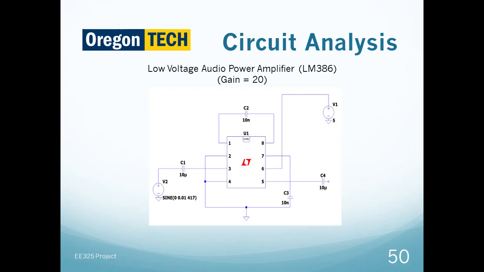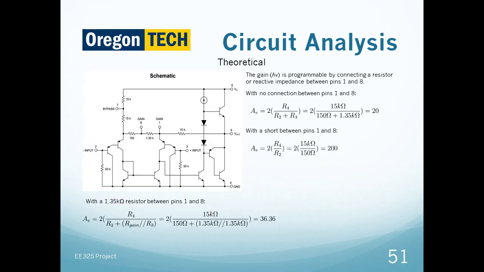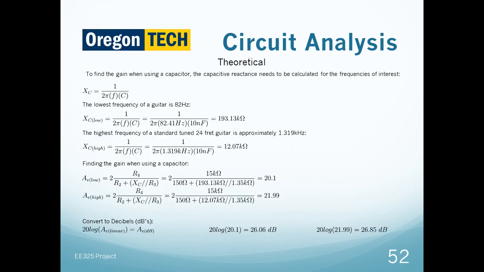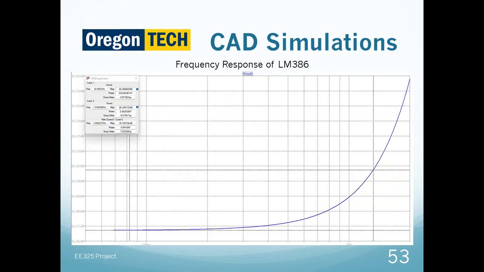The output of the MFB bandpass filter is fed into an LM386 audio amplifier. The open-loop gain of the LM386 is 200 and unnecessary for our application. By connecting a 10 nanofarad capacitor between pins 1 and 8 of the amplifier, we achieve an average gain of 20 across the entire guitar tone range.